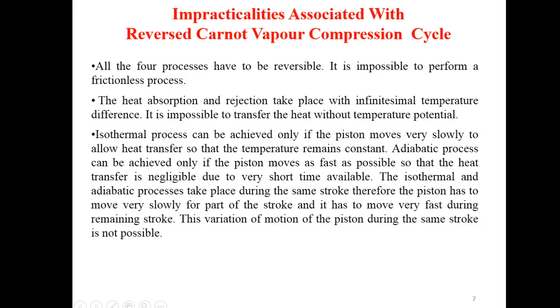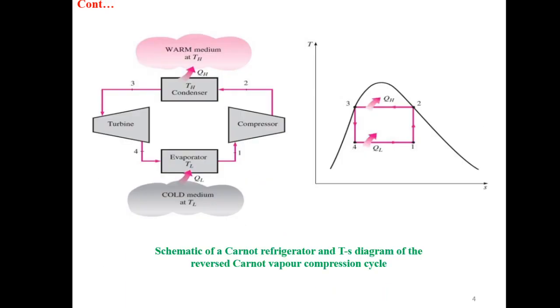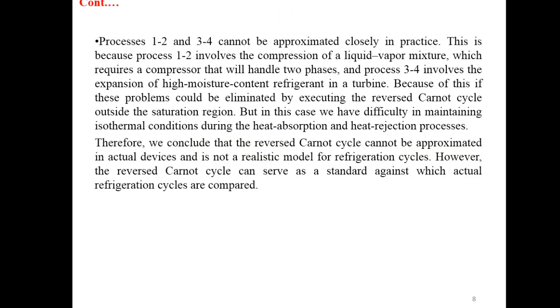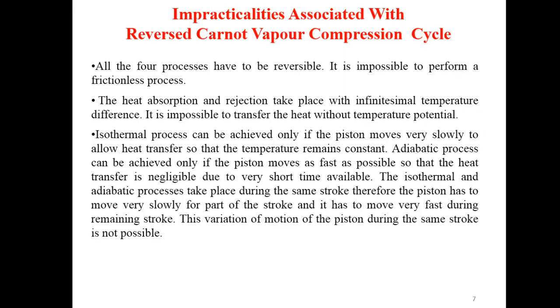Isothermal process can be achieved only if the piston moves very slowly to allow heat transfer so that temperature remains constant. So if you want to achieve this isothermal process, that is 2-3 and 4-1, then you have to move the piston very slowly. It can be achieved in this way. Adiabatic process can be achieved only if the piston moves as fast as possible so that heat transfer is negligible due to very short time available.